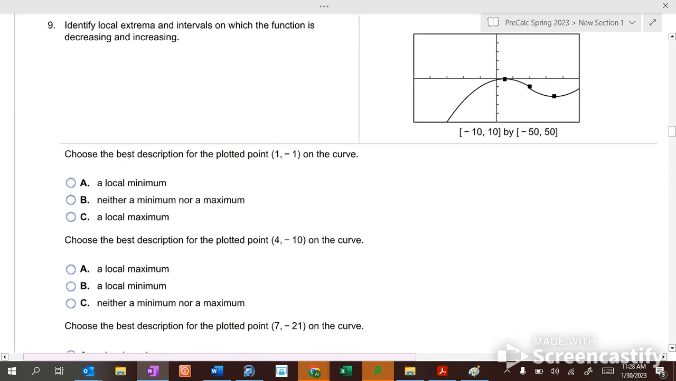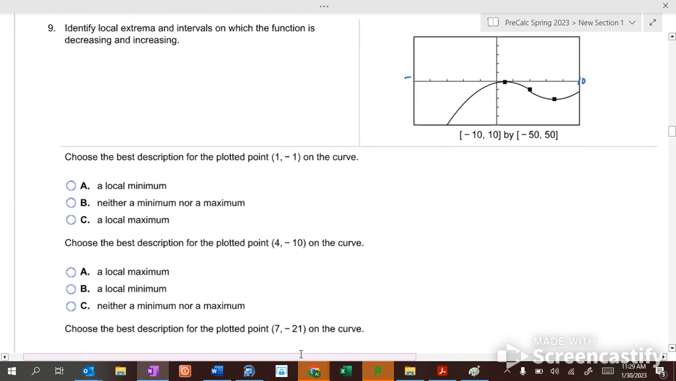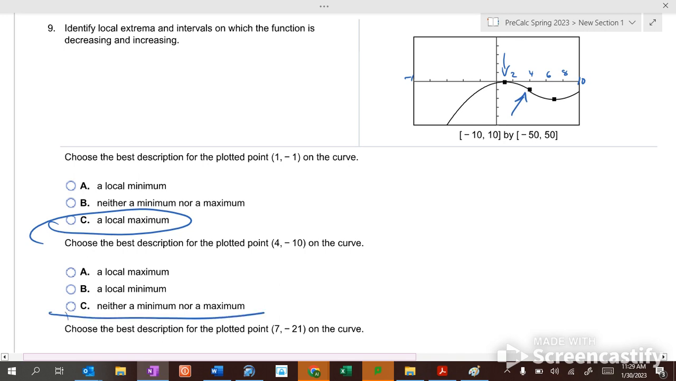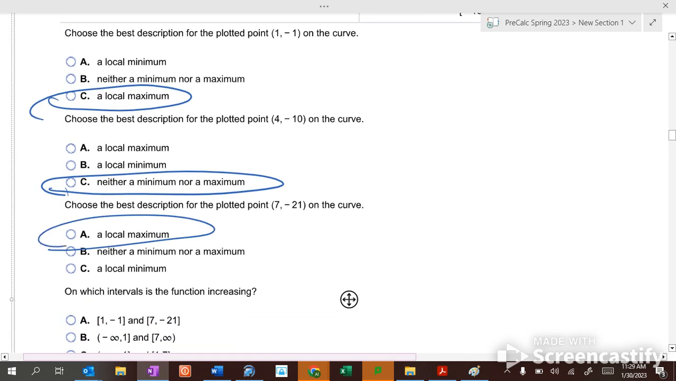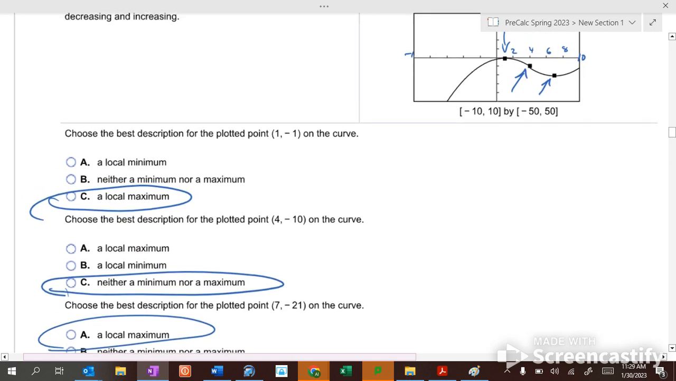All right, local extrema. So this is 10 by 10, negative 10 by 10. So each of these dots is probably 2, 4, 6, 8. So 1, negative 1 is this first dot. Now, what does it look to be? A local max. 4, 10 is here. What does it look to be? Neither. What does this look to be? A local minimum.